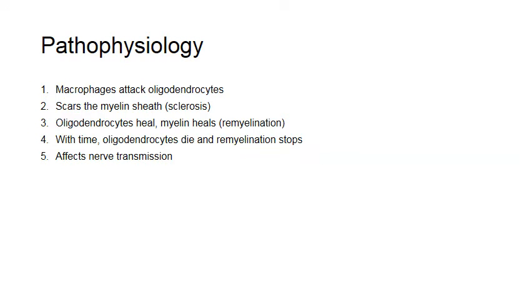Here I've provided a recap of the previous slide. So first, the macrophages will attack the oligodendrocytes. Next, we have sclerosis. We're going to have scars on the myelin sheath. After that, we have remyelination. This is when the oligodendrocytes heal and the myelin heals. In late MS, with time, the oligodendrocytes die and remyelination stops, because without oligodendrocytes, there's no remyelination. Lastly, this will affect nerve transmission.